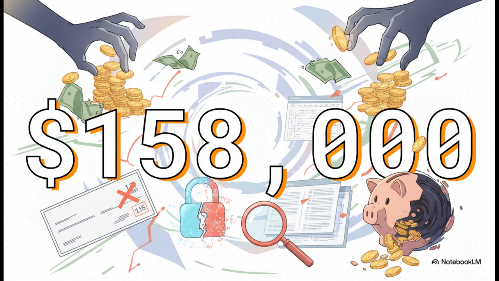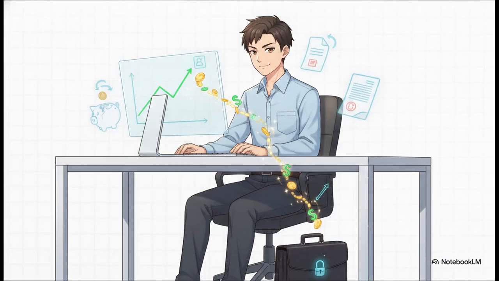$158,000. That staggering number is the median loss per business from just one single type of AP fraud, check tampering. We are not talking about pocket change here. These are massive losses that can completely cripple a growing organization. And the crazy part, it happens constantly. While check tampering is incredibly lucrative, it is just the tip of the iceberg.